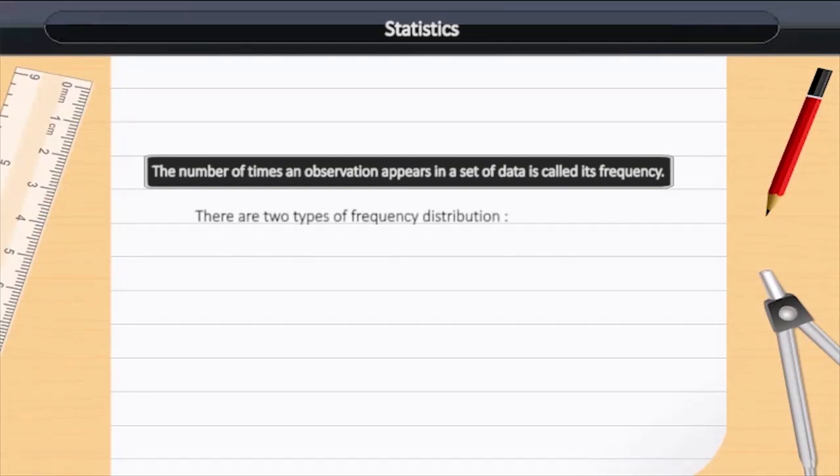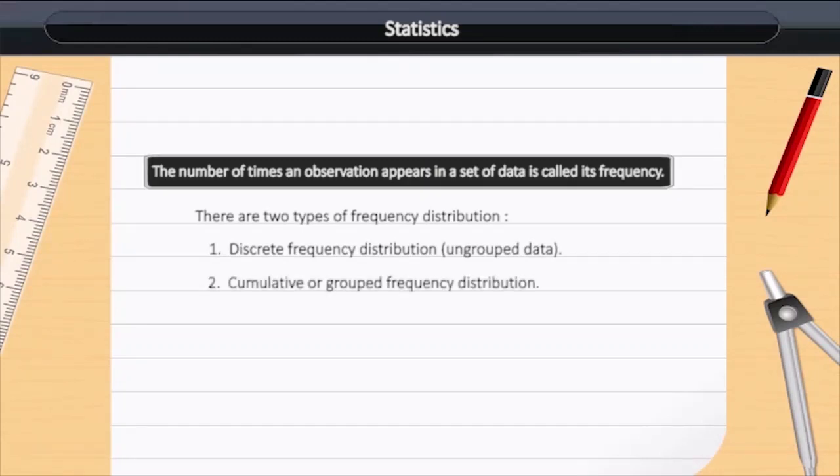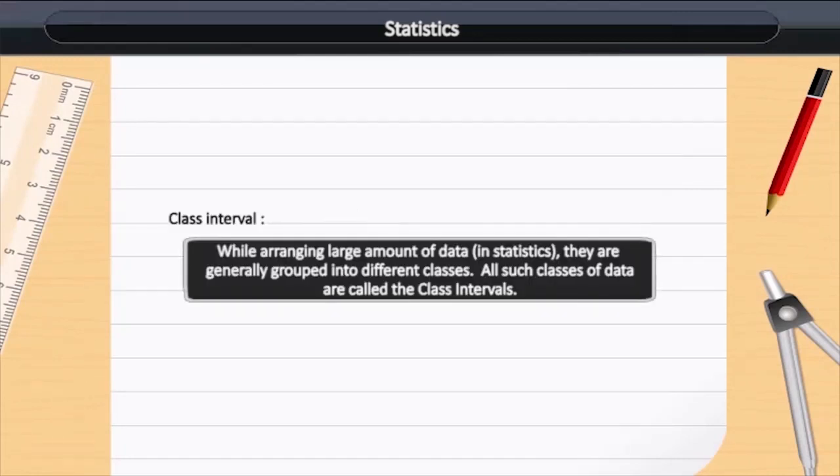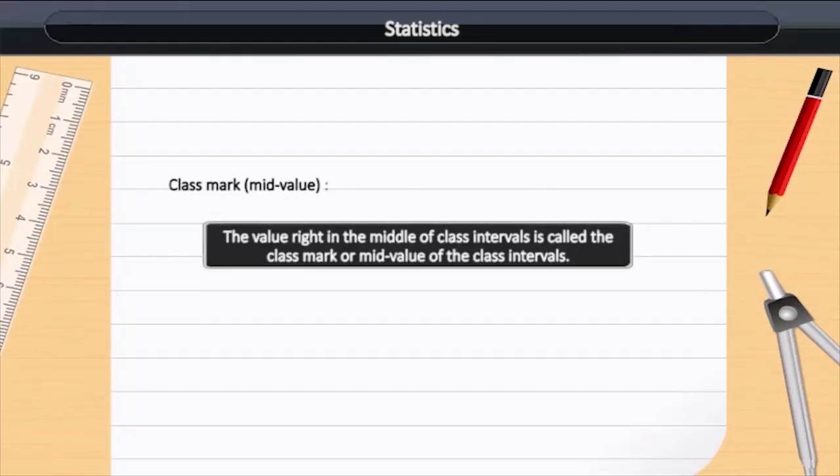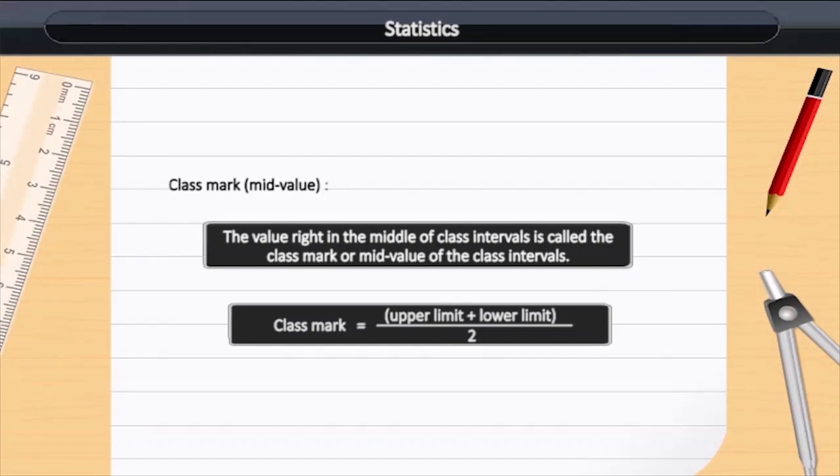There are two types of frequency distribution. 1. Discrete frequency distribution or ungrouped data. 2. Cumulative or grouped frequency distribution. Class interval. While arranging large amounts of data in statistics, they are generally grouped into different classes. All such classes of data are called the class intervals. The value right in the middle of class intervals is called the class mark or mid-value of the class intervals.